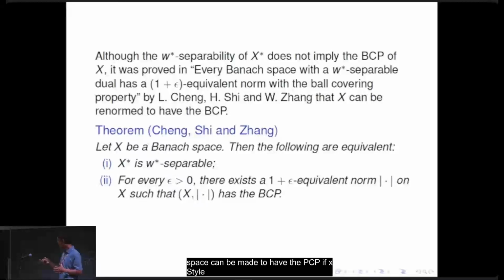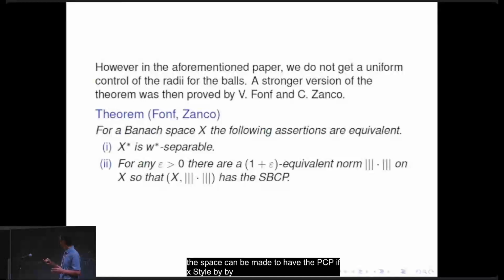Another strengthened result by Van Zankel tells you that by a small perturbation of the norm, you can get the strong BCP, which tells you that the radii of the covering balls are uniformly bounded, okay? You have an even stronger result. So this tells you the weak star separability is actually very close to the BCP.